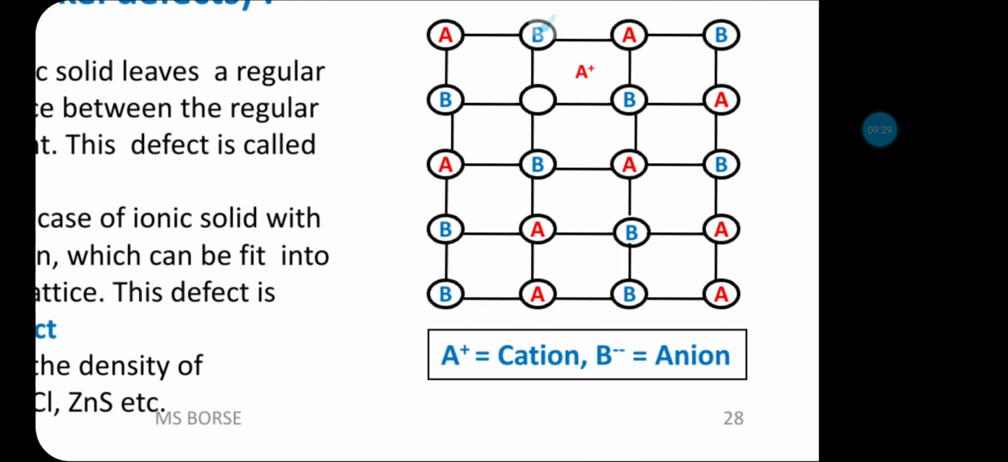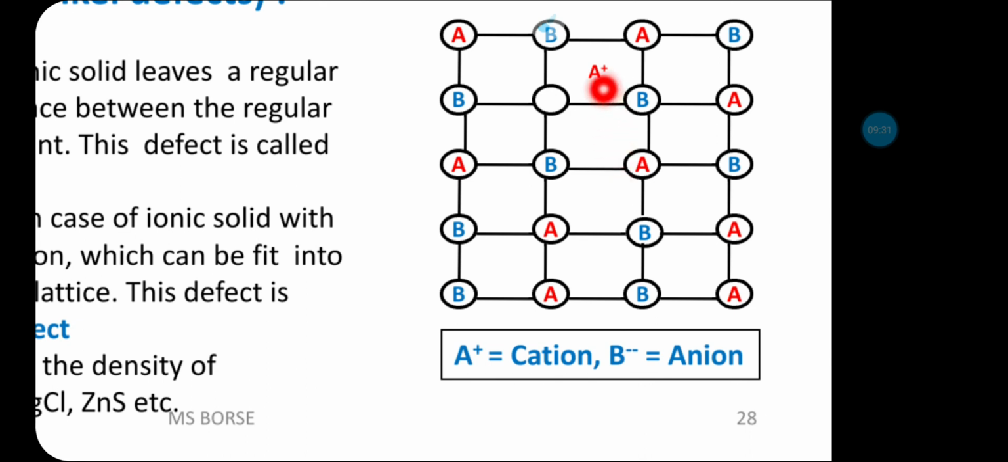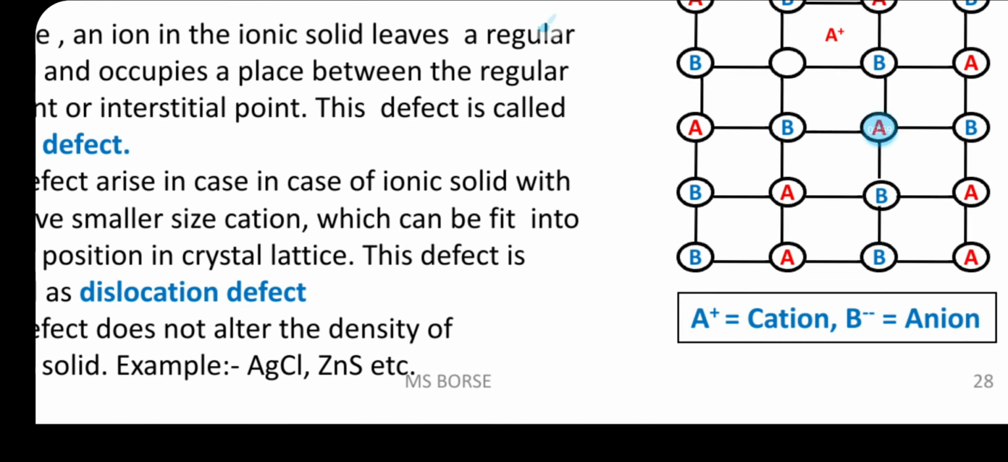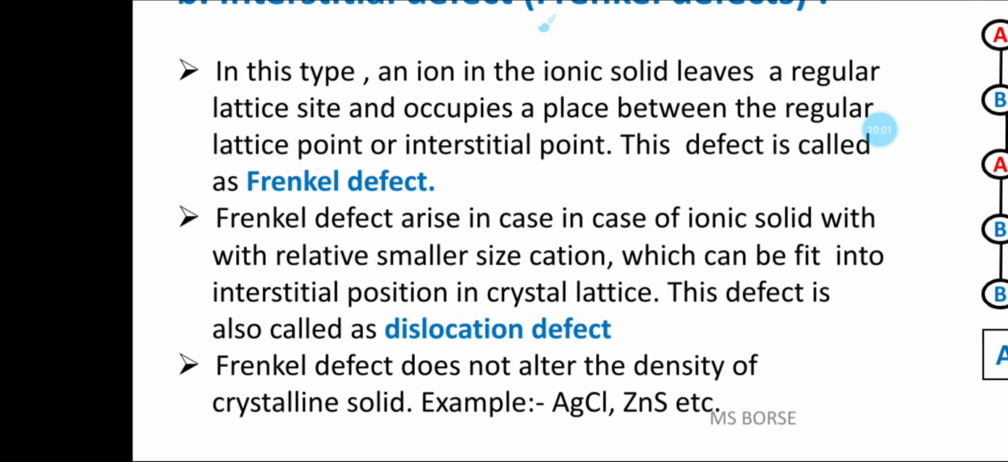And in this Frenkel defect, only in the case of ionic solids, only the cation will leave its regular site because cations are smaller in size and easily occupy the interstitial position. But if you compare, the anion is bigger, so it will not occupy an interstitial position. So this defect is created due to the dislocation of only the cation. This type of defect is called Frenkel defect or dislocation defect.